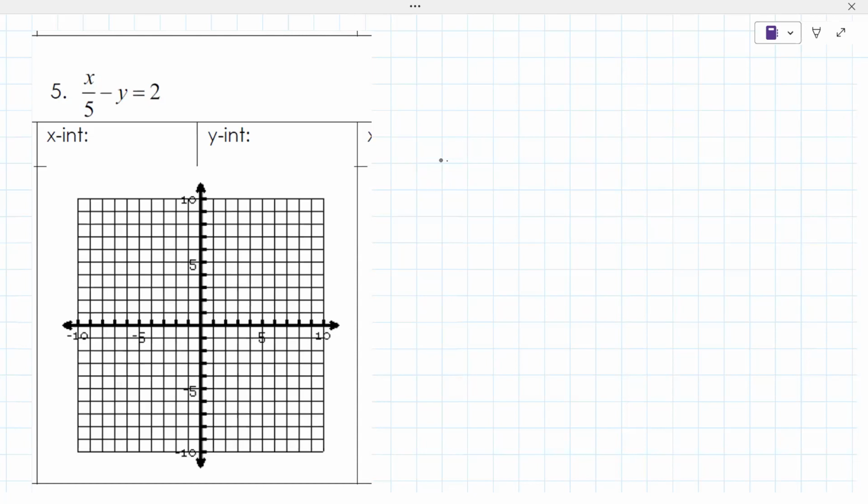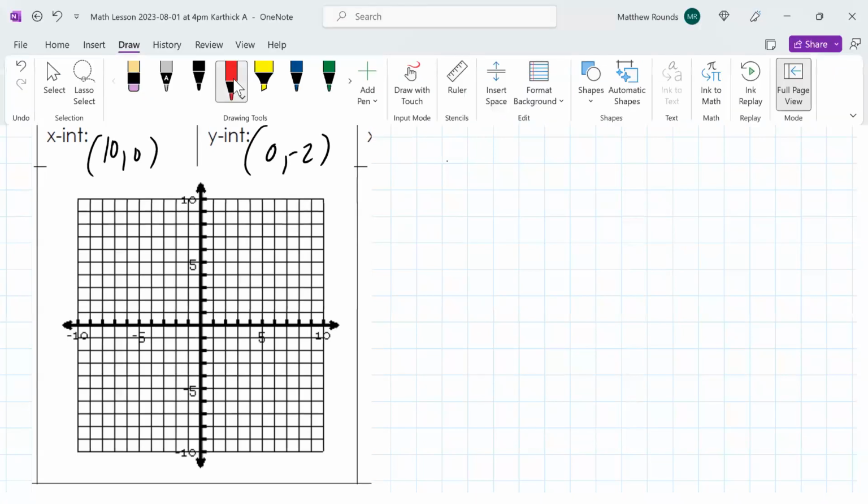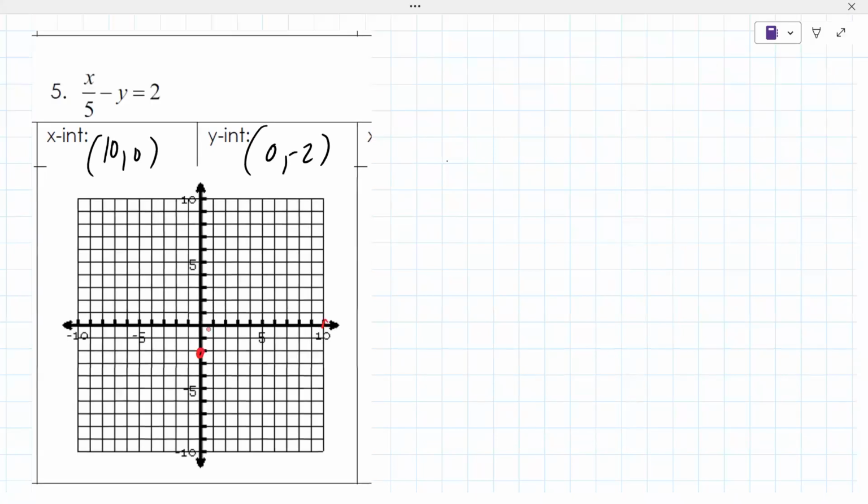I got x-intercept of 10 comma 0 and a y-intercept of 0 comma -2. Perfect. So you want to plot those 2 points on your graph, something like that. All right, any questions on that? No.